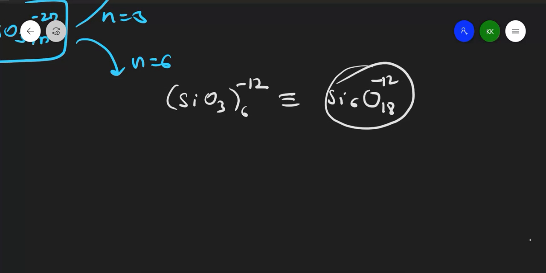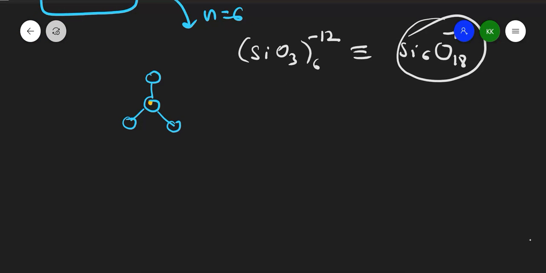If I want to give the structure, this is my silicon atom. Oxygens, let me show them in blue now: oxygen, oxygen, oxygen, and oxygen. Other positions also I'll keep like this: oxygen here, one more oxygen here, again here one more oxygen, oxygen. So again I will keep silicon here.